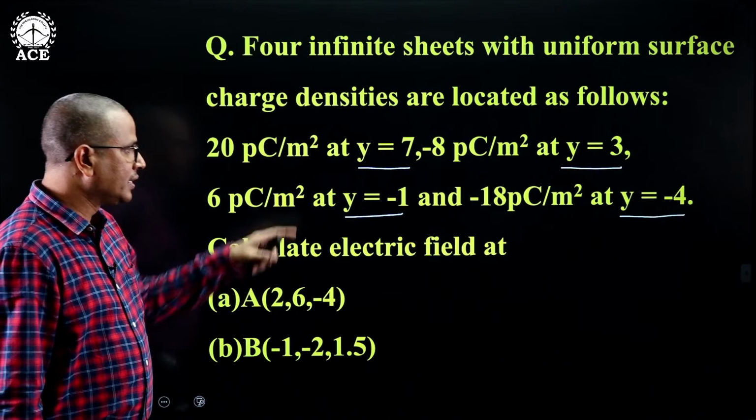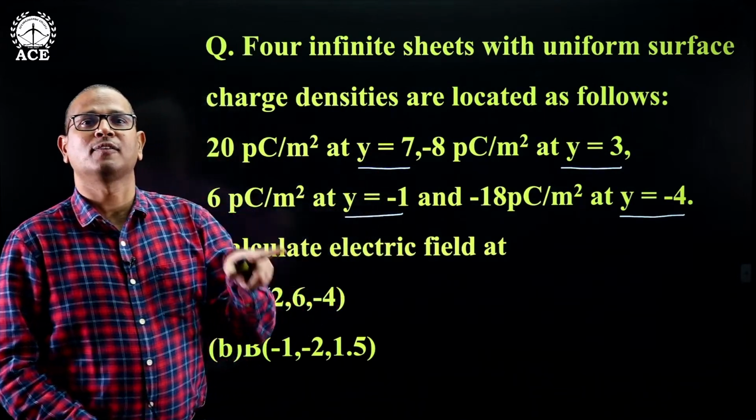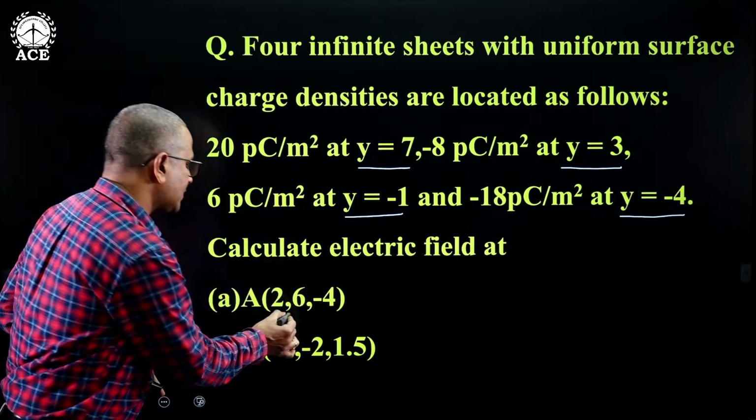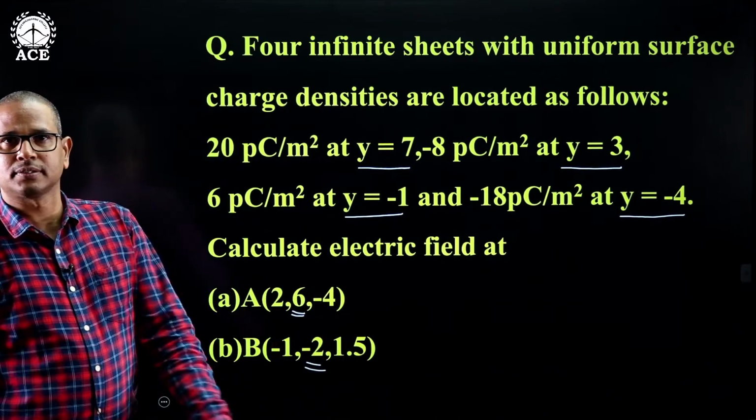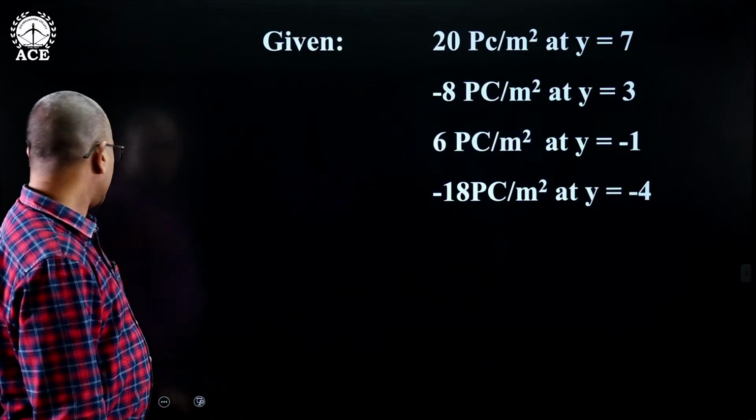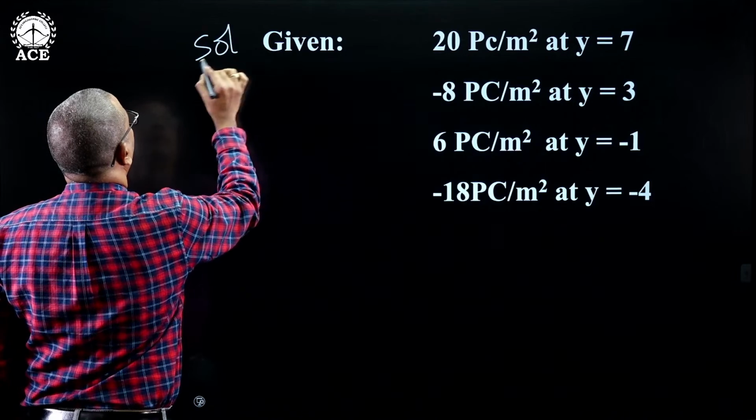Yes. Now in this example, where are the sheets located? Sheets are located at y equal to constant. That is the reason why you focus only on the y coordinates in these 2 examples. That's all. That is enough. I'll explain anyway how to solve it. Yeah. So look at the solution we have. Now look at the given data.